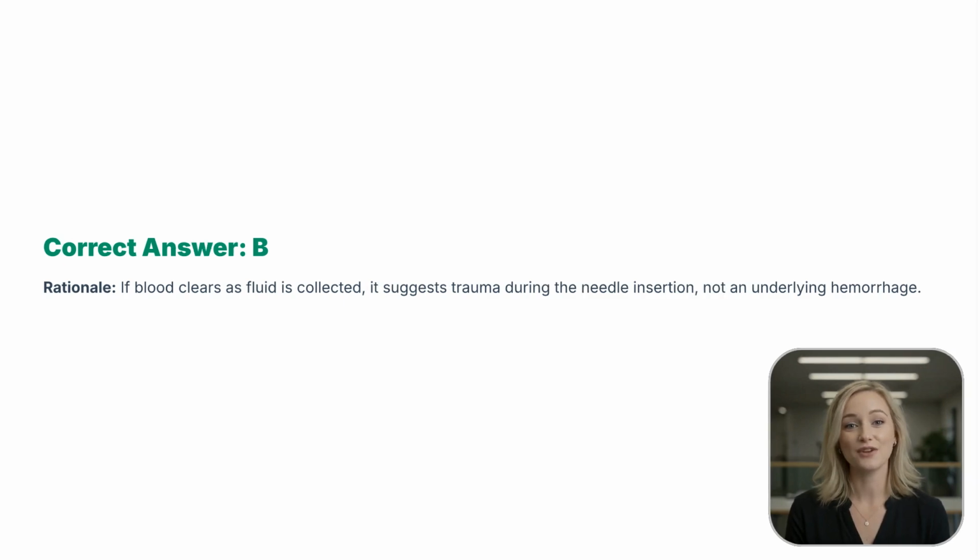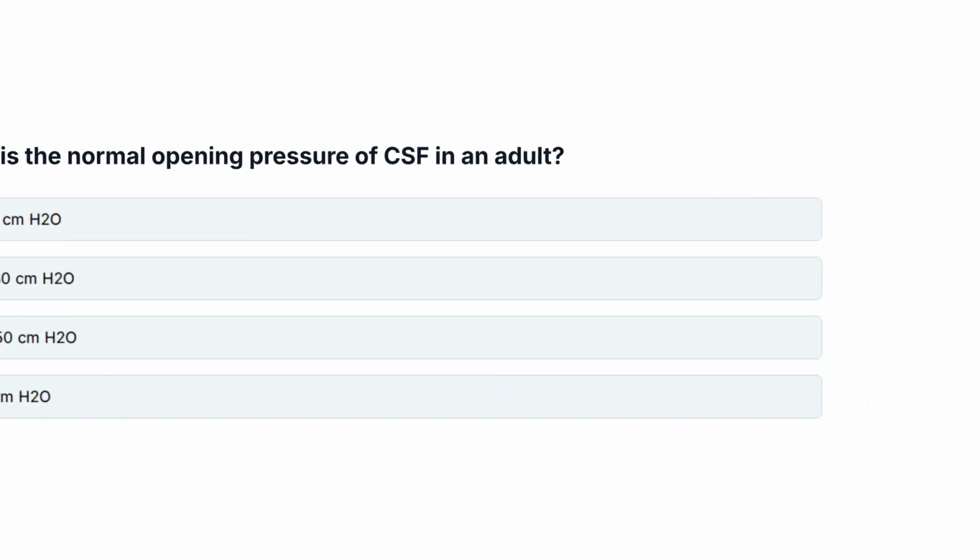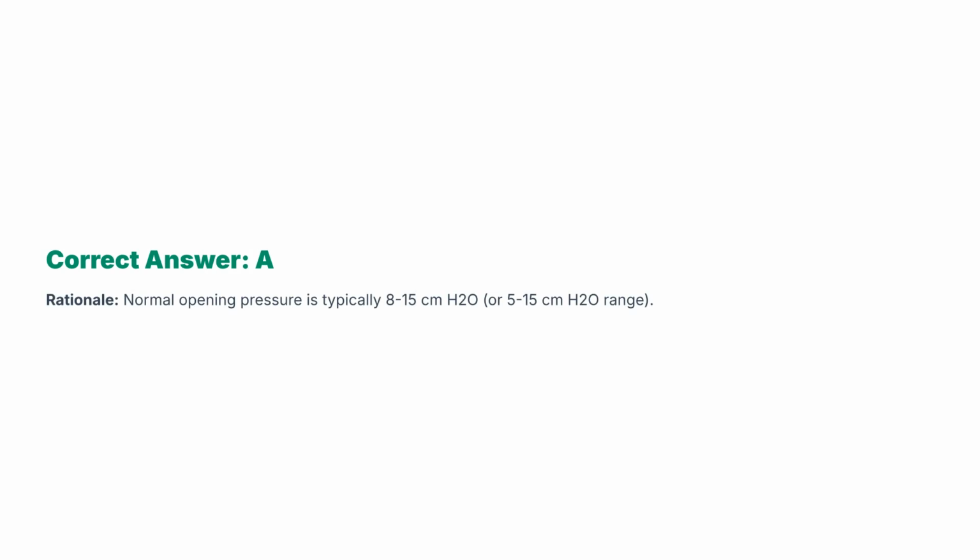not an underlying hemorrhage. What is the normal opening pressure of cerebrospinal fluid in an adult? The correct answer is A. Normal opening pressure typically falls between 5 and 15 centimeters of H2O.